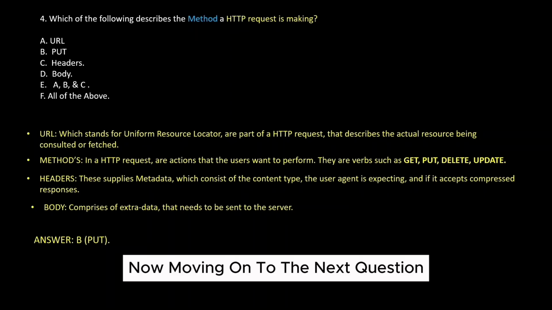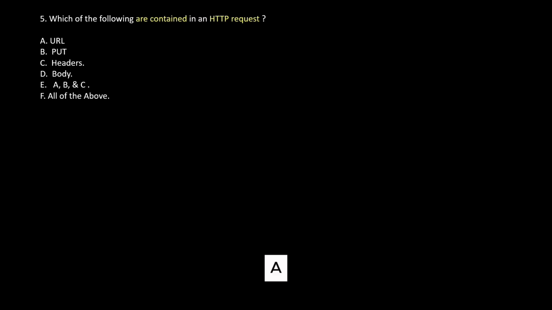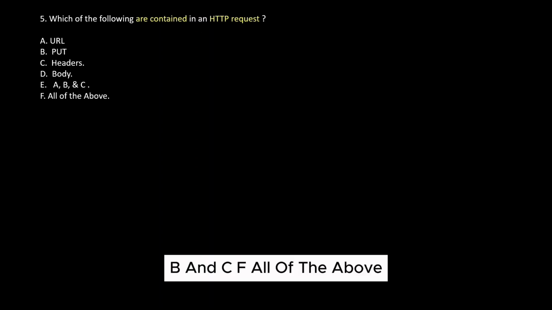Now, moving on to the next question. Which of the following are contained in an HTTP request? A, URL. B, put. C, headers. D, body. E, A, B, and C. F, all of the above.